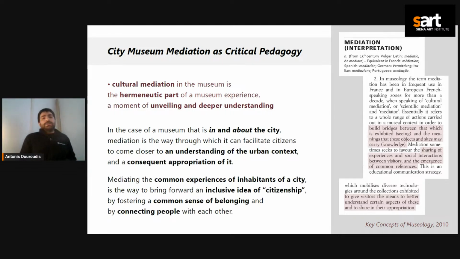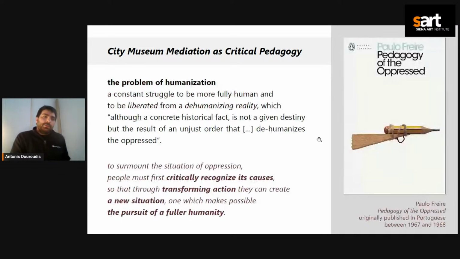When we go to the case of a city museum, this would mean to understand the urban context in order to consequently appropriate it, but also, by mediating the common experience of inhabitants of the city, this new inclusive idea of citizenship can be created, which is one of the elements that these kinds of museums have. Since the objective of their activity is the city itself and the citizens, one of the objectives could be to create this more inclusive idea, a common sense of belonging by connecting people.